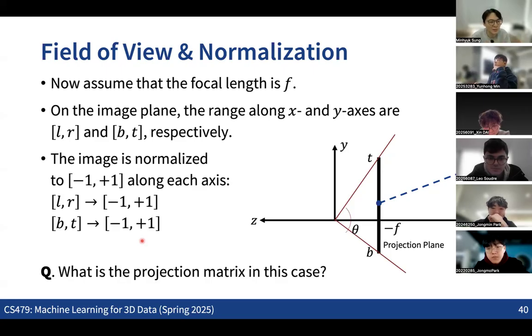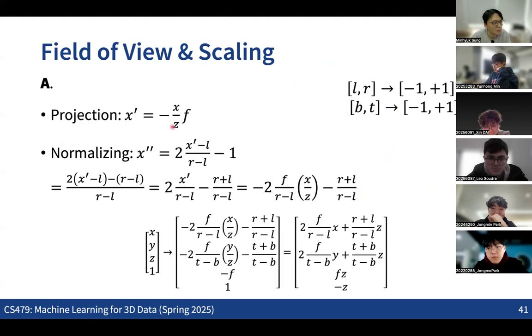But this is basically nothing but some kind of calculation, in that we first map each of the points over the image plane and apply some kind of normalization to do this mapping, right? The range from L to R is mapped to -1 to +1, and we do the same thing for the x-axis and the y-axis.